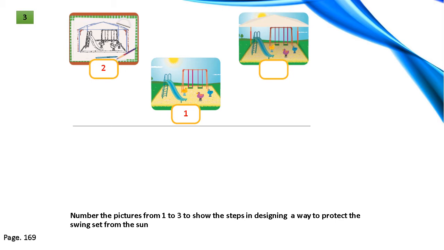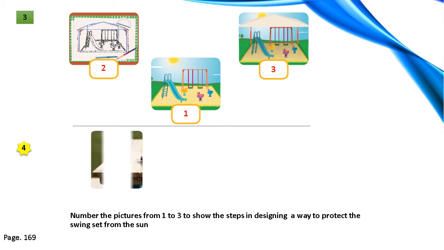Let's write number 2 under the picture on the left side. In this picture, we can see that they have designed a shelter which will protect the swing set from the sun. And finally, let's write number 3 under the picture on the right side. Here, in this picture, we can see that they have built this design.